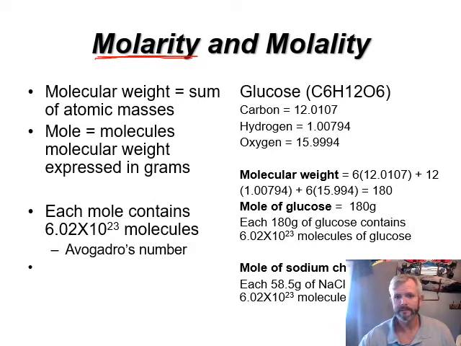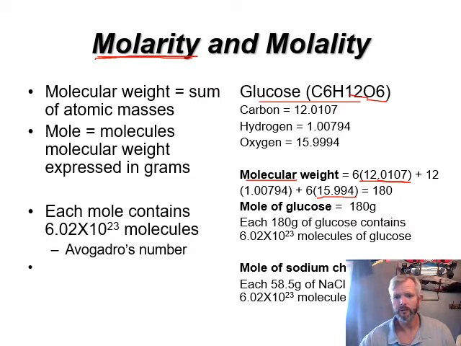Just to rehash this, we have a molecular weight. We have glucose, so let's look at the molecular weight. We have 6 carbons, and the molecular weight of carbon is 12.01. There are 12 hydrogens, so that's times 1. And then there are 6 oxygens, and oxygen weighs almost 16.